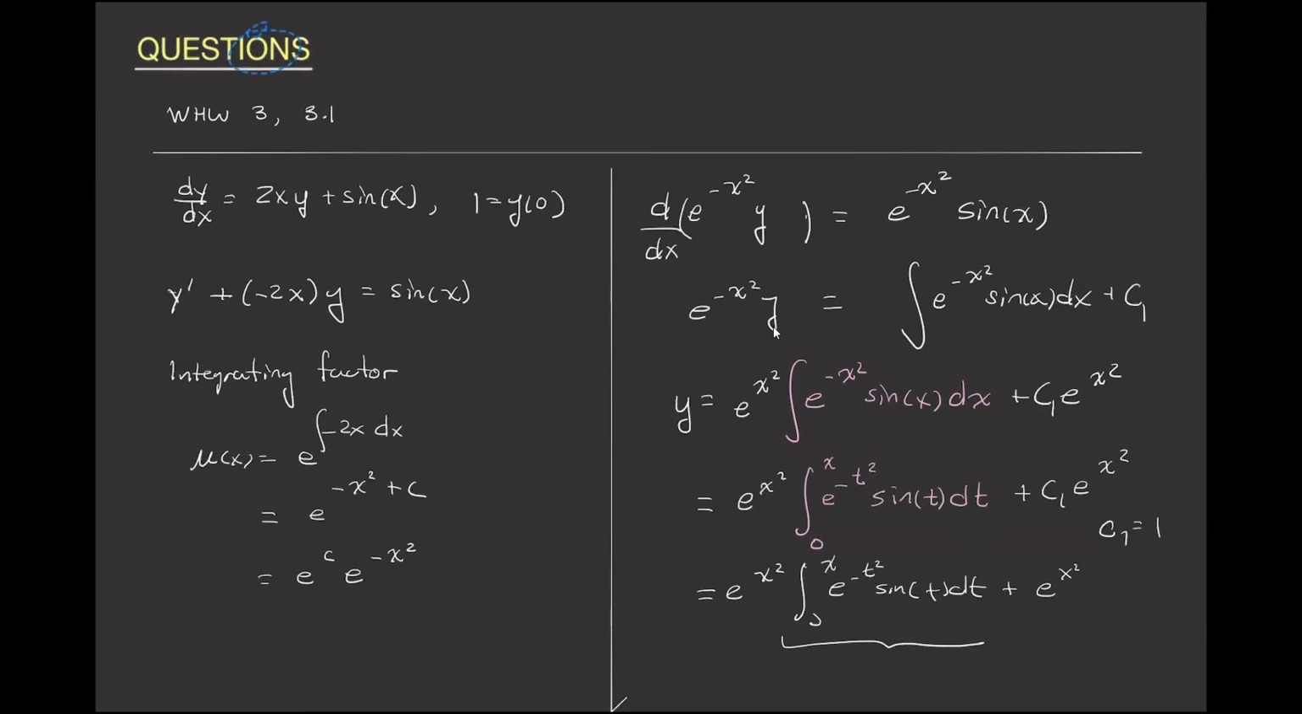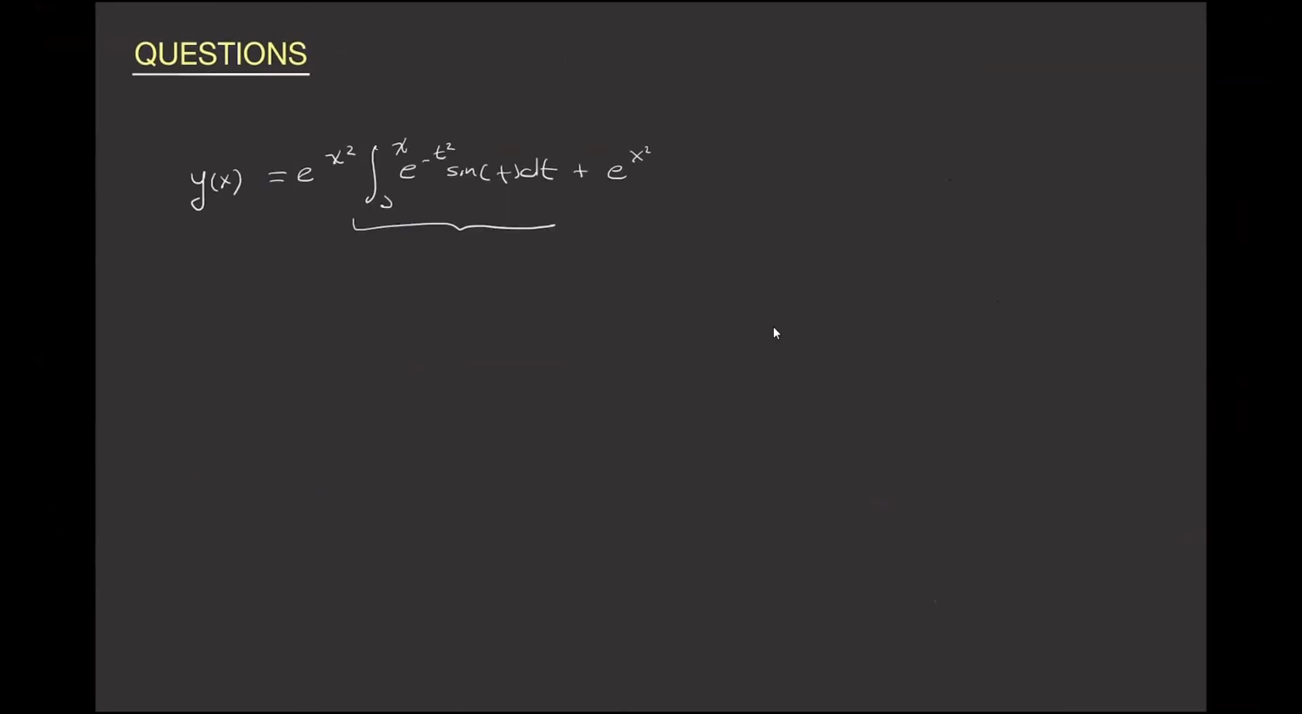Now let me add another page. But if we just focus on finding this, actually, let me do the whole thing. So what you want to find is y of 1. We know y of 0. If we substitute this directly, that's e to the 1 squared, the integral from 0 to 1 of e to the negative t squared, sine of t dt, plus e to the 1 squared.